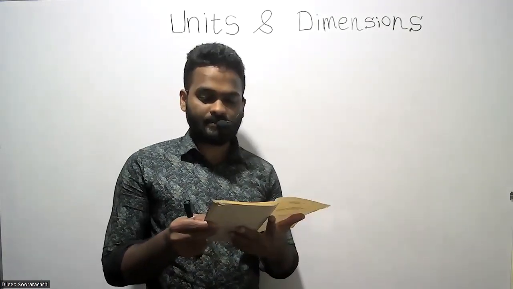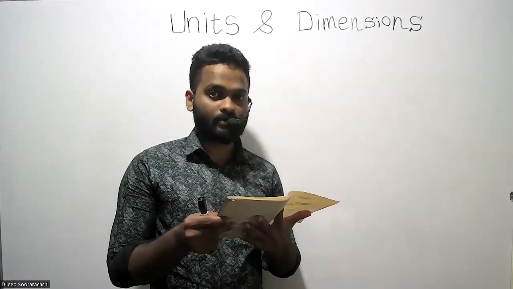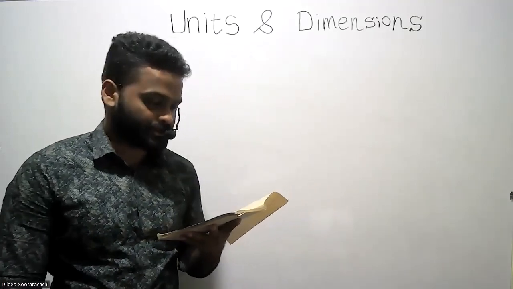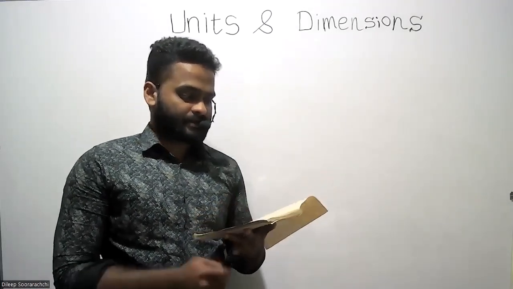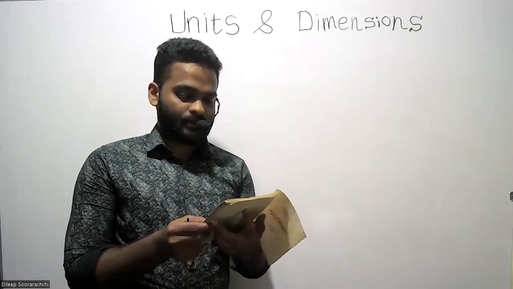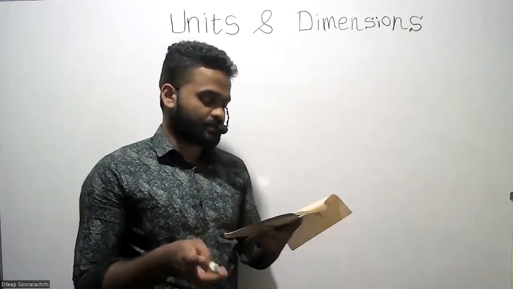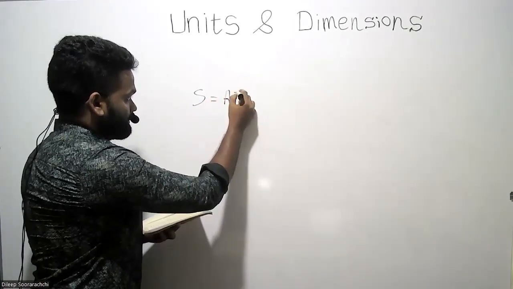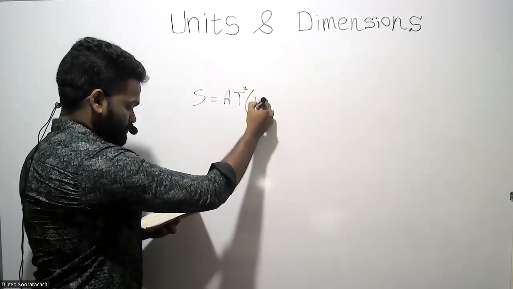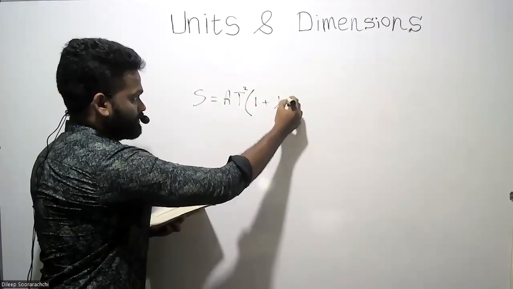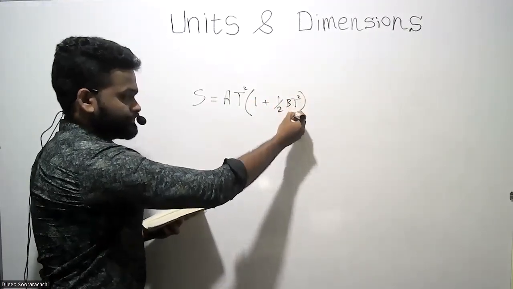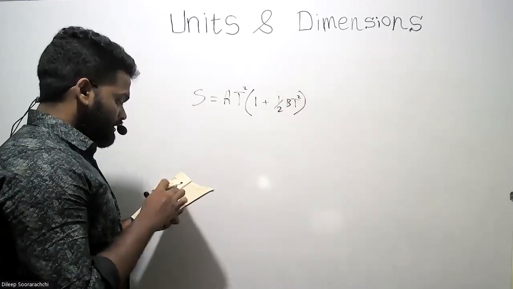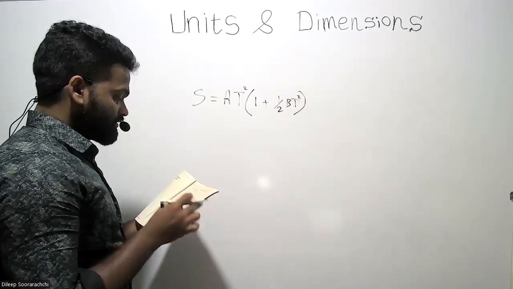Then the 24th question from the 1993 past paper. The distance s traveled by a vehicle during time t is given by the equation s equals a t squared times 1 plus half b t squared. What they ask is the dimensions of a and b.